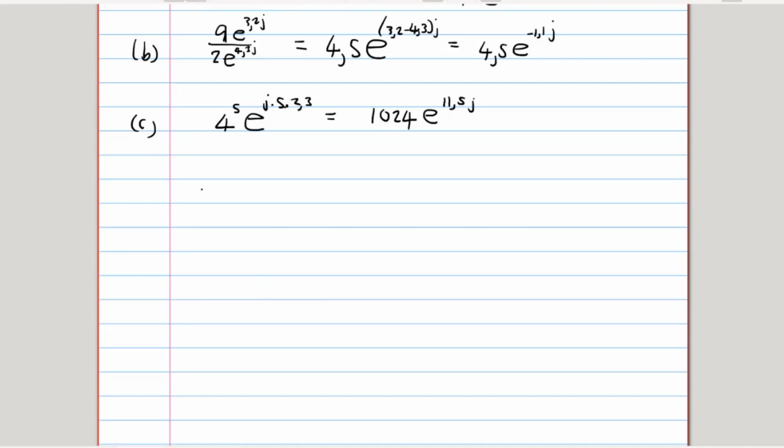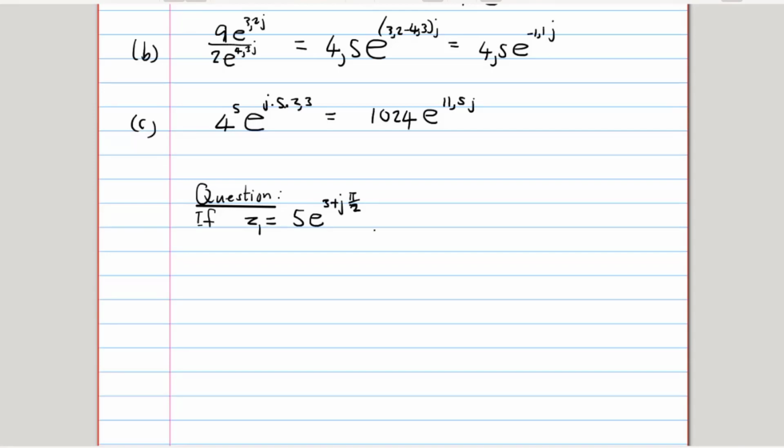Okay, so there's this question. If Z1 is equal to 5e to the power 3 plus j pi over 2.